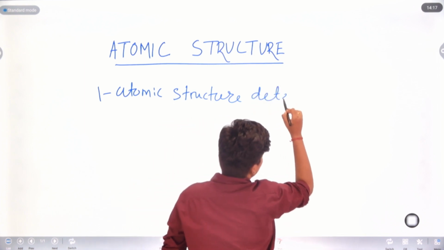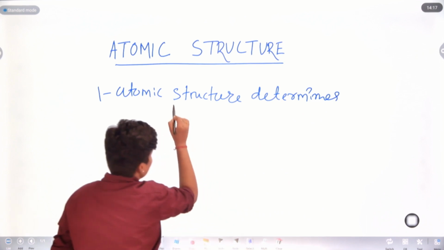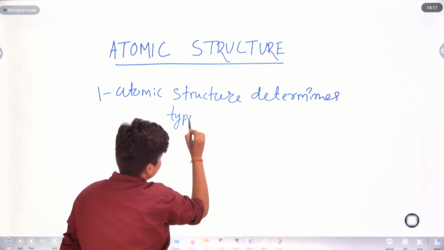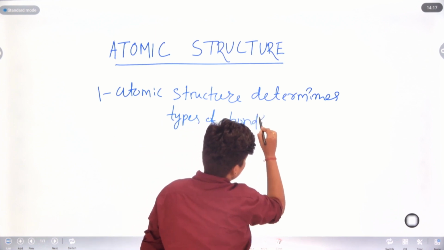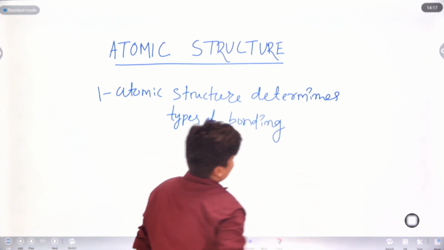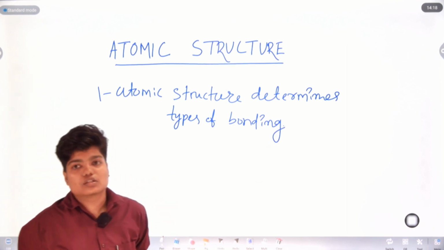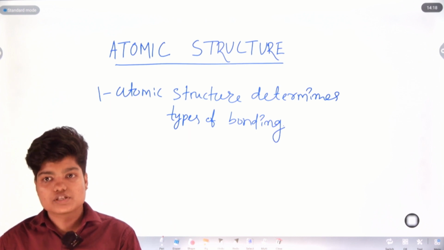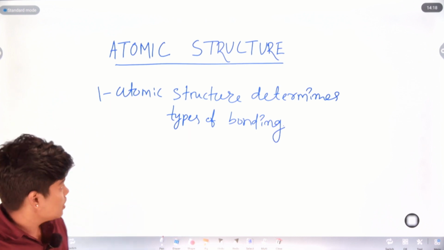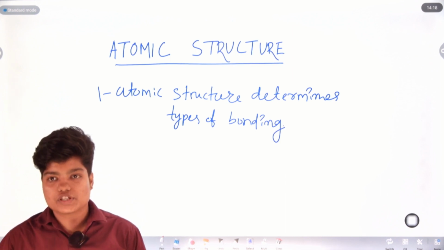Atomic structure determines the types of bonding. In the last class, I already told you that the bonding in the atomic structure present in the crystal structure determines the property. If the bonding of the atomic structure is changed, then the property will also change.